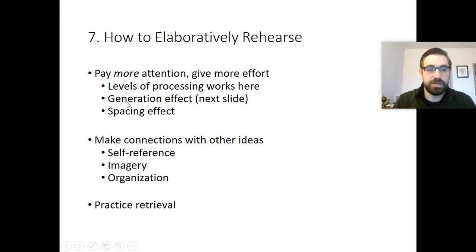Levels of processing we've already talked about. The generation effect and spacing effect work there. Another way to elaboratively rehearse information is to make connections between what you're trying to learn and other ideas. We'll talk about a few effects there: self-reference, imagery, and organization. Finally, a good way to elaboratively rehearse the information is to practice retrieving that information, because having to pull it out from memory on your own tends to enhance your memory. We'll talk about that by itself because it's both more effortful and creates some connections, so this will come up a couple times.